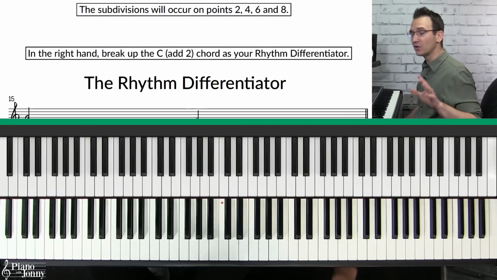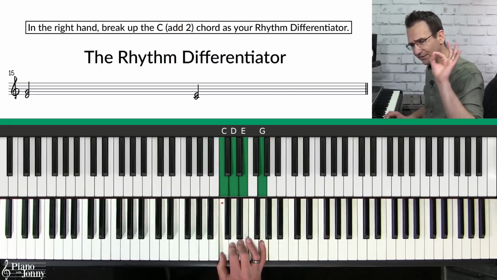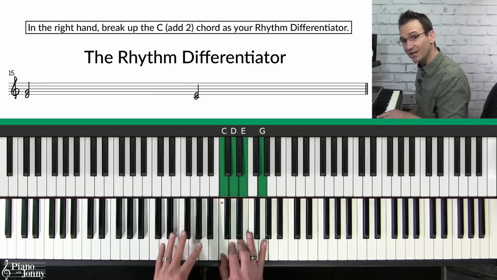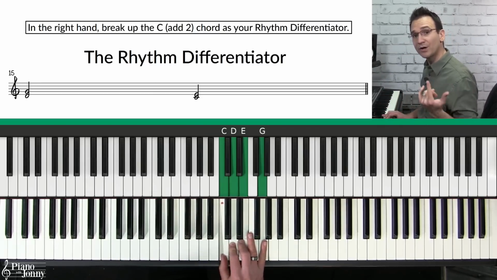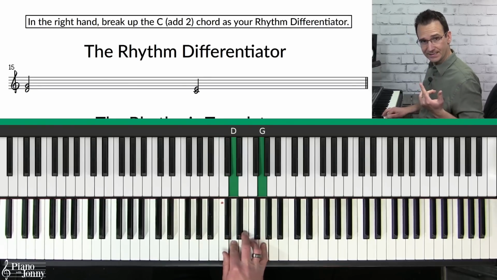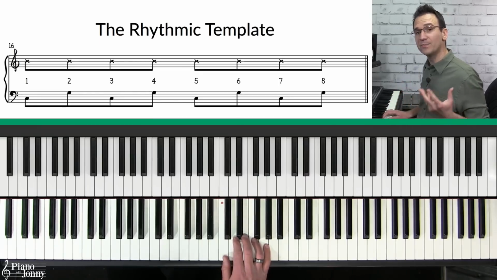Now, on the right hand, you're going to break up your C add 2 chord, and I call this the rhythm differentiator, meaning you're going to practice all your rhythms in your right hand using the C add 2, and we're going to break up the chord. We're going to go D and G, C and E, D and G, C and E. That's it. So what this creates is what I call a rhythmic template.